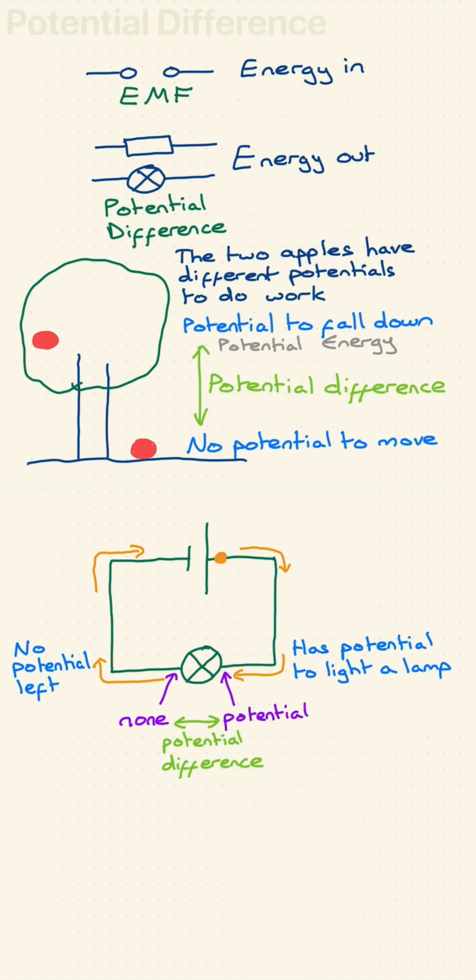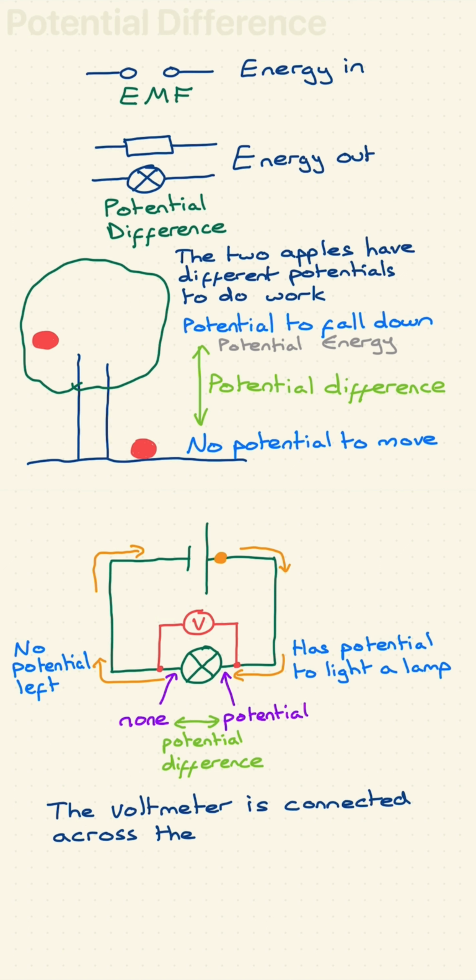And that's why, to measure potential difference, we put one probe here and another probe here. We put the measurer here, and that's the voltmeter. We connect the voltmeter across the component we want to measure because we want to know the difference in potential before and after the component.